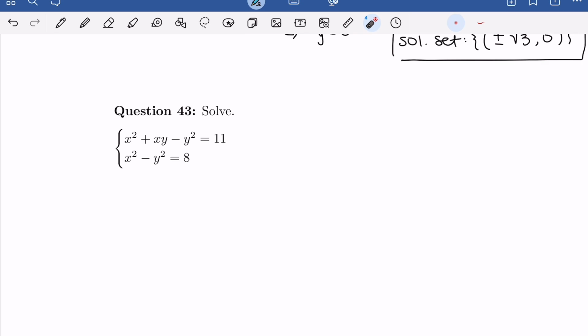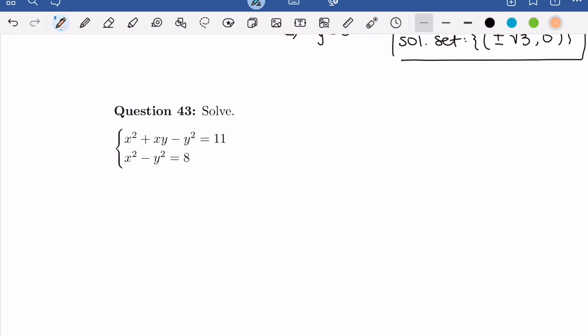Now for this last question in this section, we're going to be again solving a system of equations, but in this case, we're going to have to use a combination of methods to do so. So the first thing that we're going to do is try to get rid of one of our squared terms. We got a lot going on here. Let's see if we can reduce this in any way.